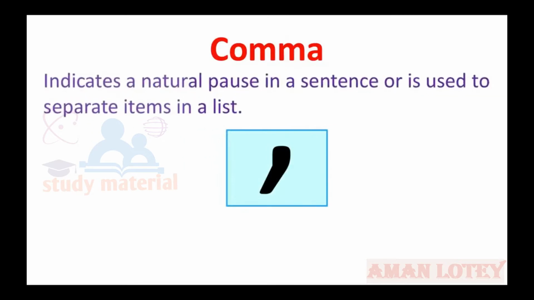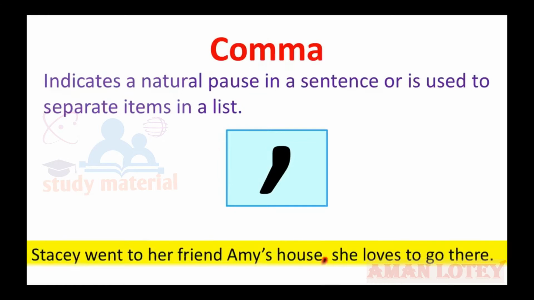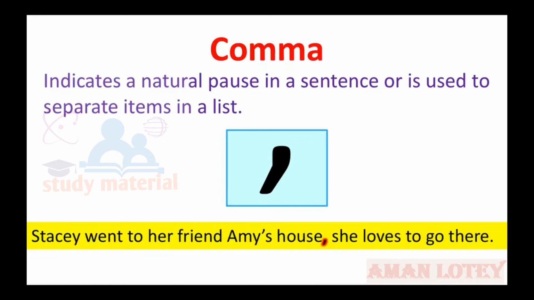Comma. A comma indicates a natural pause in a sentence or is used to separate items in a list. For example, Stacy went to her friend Amy's house. She loves to go there. This sentence shows us where a comma can be used to create a natural pause in a sentence.